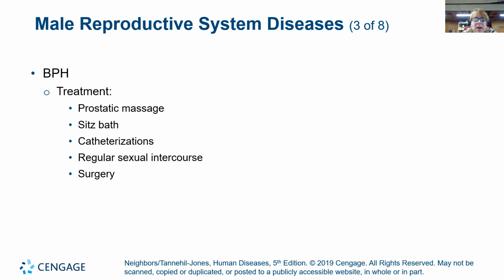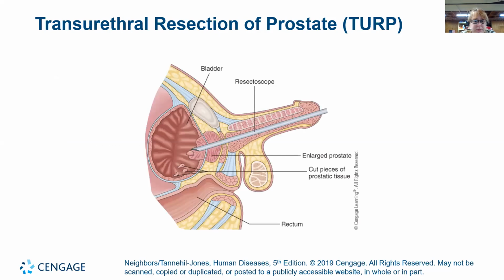So the treatment, excuse me, is prostatic massage, sitz bath. That's a warm bath that allows the urethra to hopefully relax and open up. Catheterization, if it becomes too big. Regular sexual intercourse can help with that, and surgery to remove the large bulge that is causing all the issues.